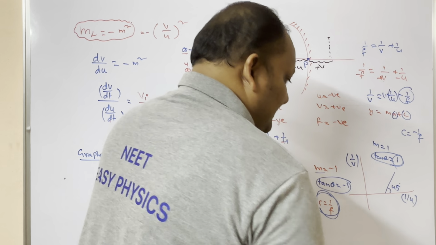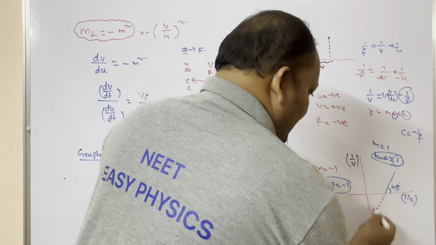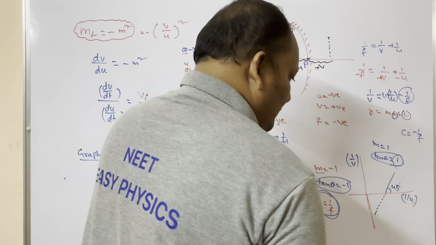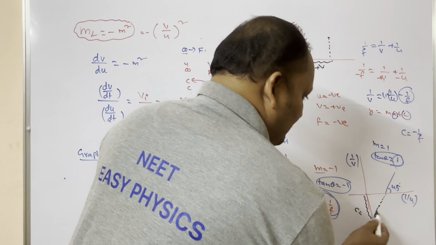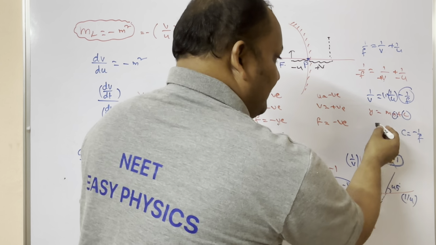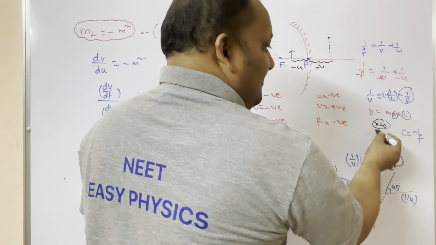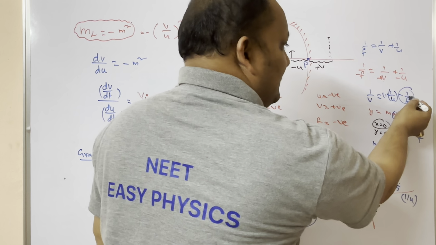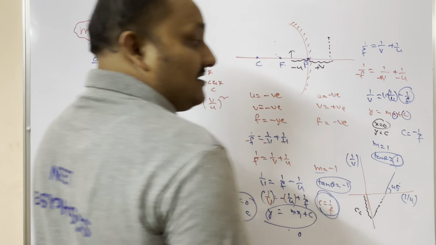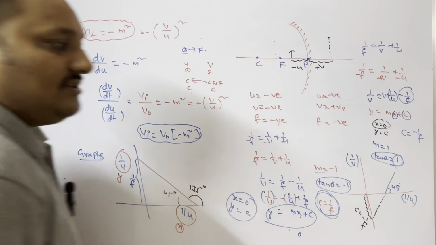If we extend this, this is only the C value. How do you get the C value? This is going to be C. How will you get it? Put x value 0. If you put x as 0, then y is equal to C. 1 by u is 0. 1 by v is going to be minus 1 by f. Therefore, you are getting a negative sign. So, minus 1 by f.